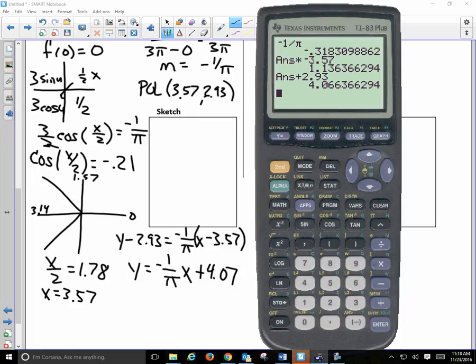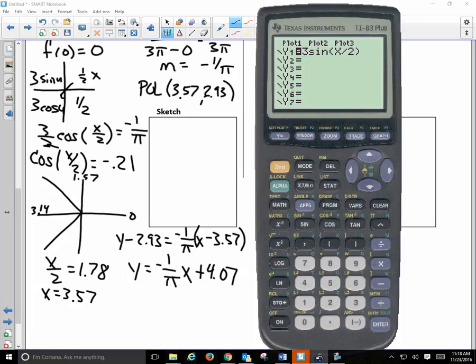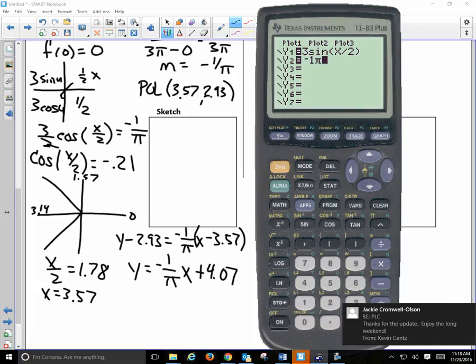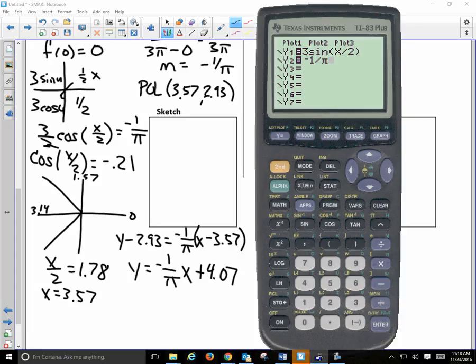Now here's what I was trying to show you yesterday I forgot about. If I go back to my y equals, and here I type in the equation for the line, which is negative 1 divided by pi, times x plus 4.07.